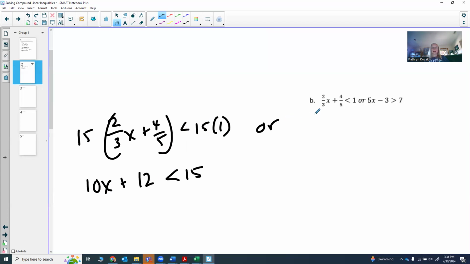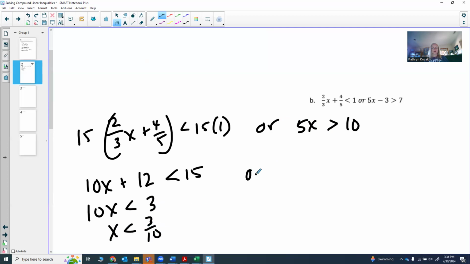Or add 3 to both sides, 5x is greater than 10. Solving this, let's subtract 12 from both sides, so 10x is less than 3. Dividing both sides by 10, x is less than 3/10. Or divide both sides by 5, x is greater than 2.